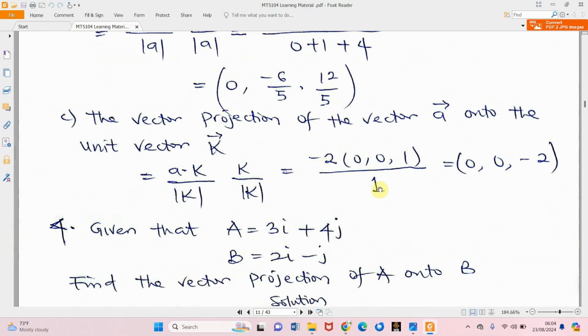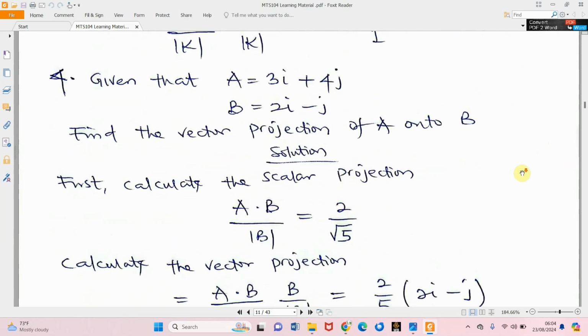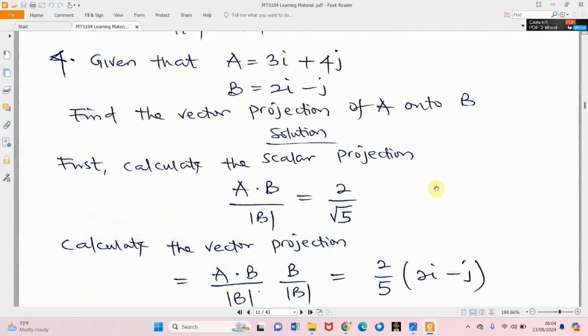Then the magnitude of vector K will be 0 squared plus 0 squared, then plus 1 squared. And 1 squared is 1, the square root of 1 is 1. So we have the magnitude to be 1. By the time you do that, we have the vector projection of vector A onto unit vector K to be this.